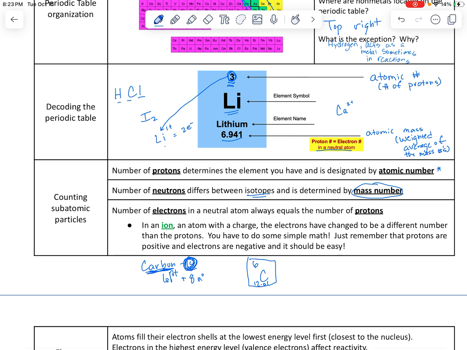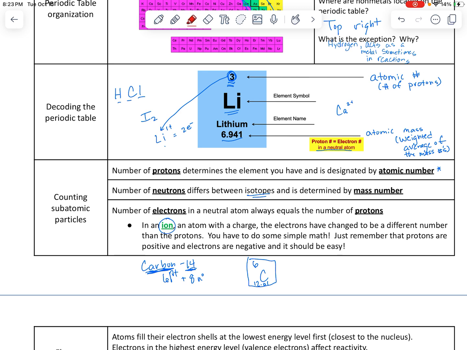And it's always given when we do an isotope name, which is what carbon-14 is. The mass number is always the number that follows the element name, okay? The number of electrons in a neutral atom will always equal the number of protons. That's what we talked about above. Unless you have an ion.